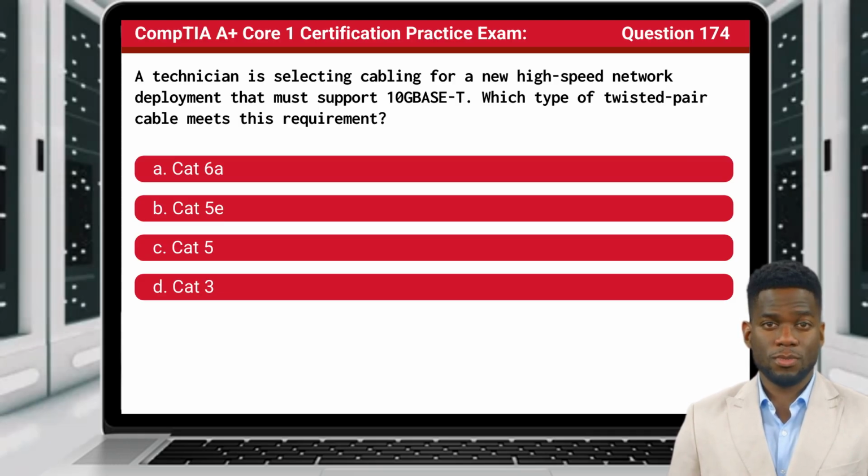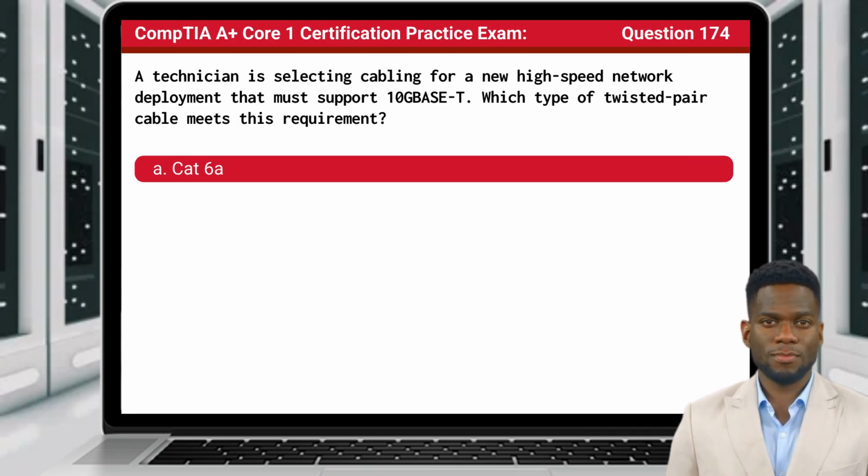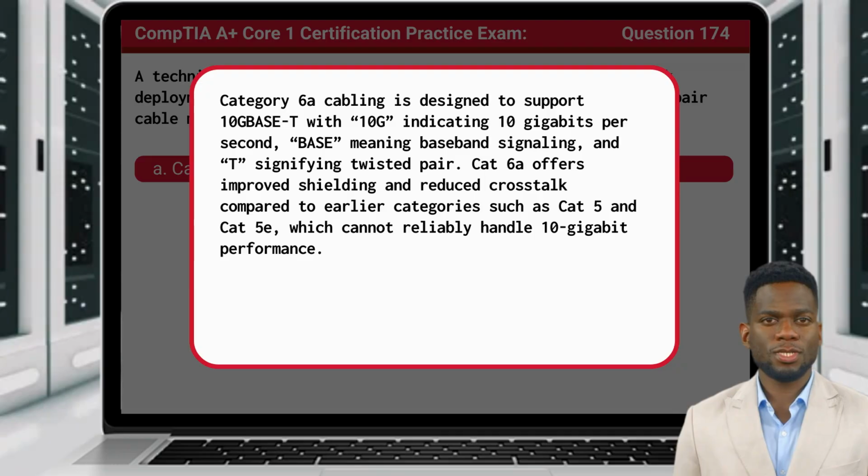The answer is A. Cat6A. Category 6A cabling is designed to support 10GBase-T, with 10G indicating 10 gigabits per second, Base meaning baseband signaling, and T signifying twisted pair. Cat6A offers improved shielding and reduced crosstalk compared to earlier categories such as Cat5 and Cat5e, which cannot reliably handle 10 gigabit performance.